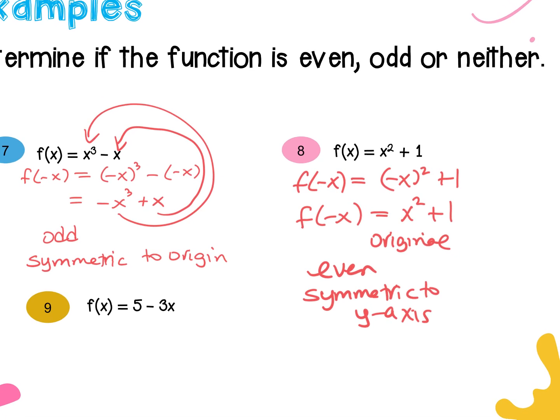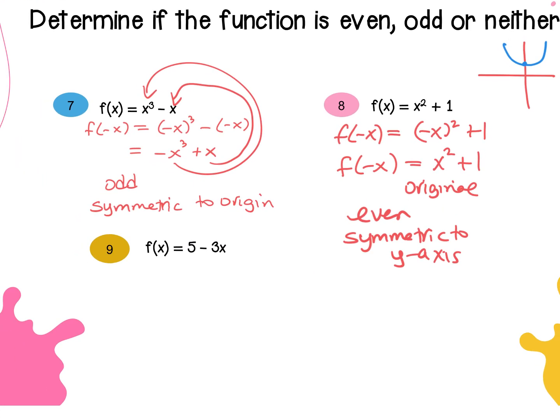So it's symmetric to y-axis. Because if you think about it, your graph of the parabola is going to be here, the vertex will be at 1, and it's going to look like this. And you can see that it's symmetric. If I folded that up, it would be symmetric to the y-axis.